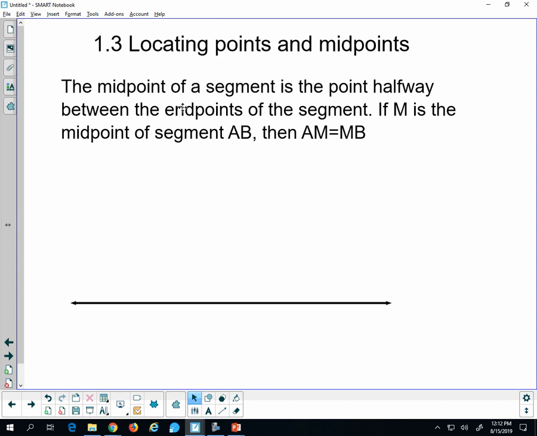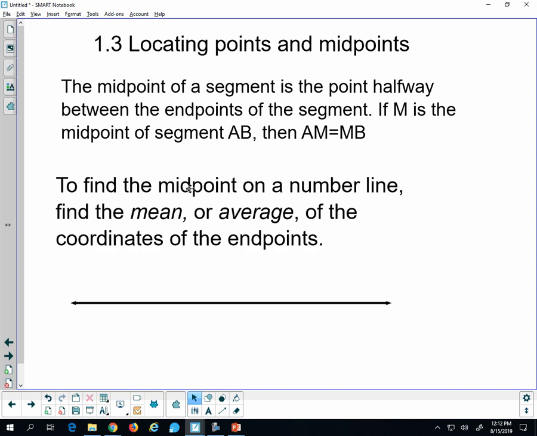the midpoint of a segment is the point halfway between the endpoints of the segment. So what that means is if M is the midpoint of segment AB, then the distance from A to M is the same as the distance from M to B. So that's what's meant by the midpoint of a segment.